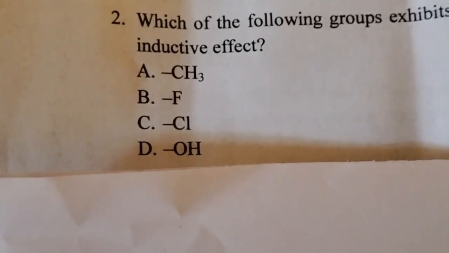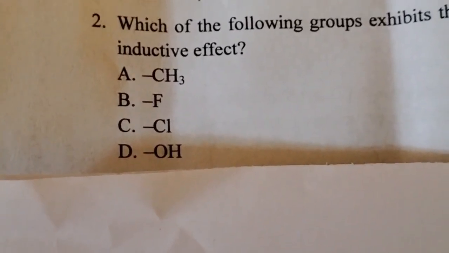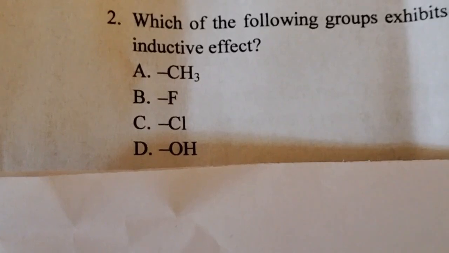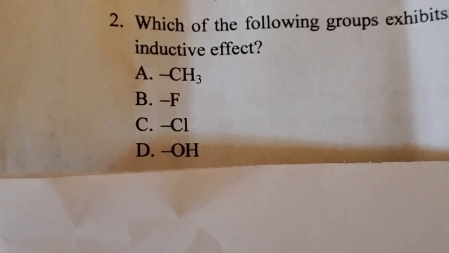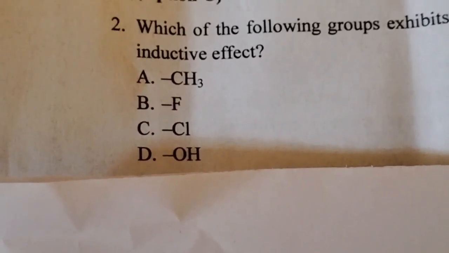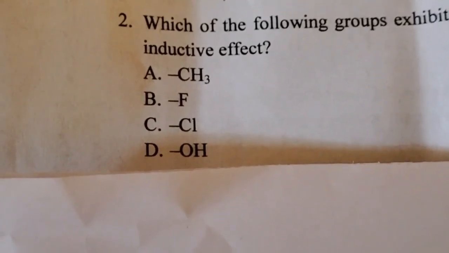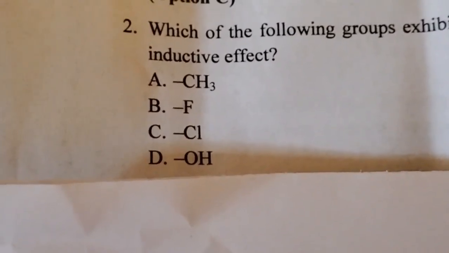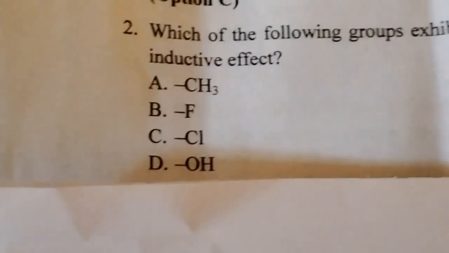But we're looking for the one that will exhibit the strongest effect. We look at fluorine, chlorine, and hydroxyl. See that fluorine is the most electronegative element or group among the three groups we're considering under options B, C, and D. So the correct answer to question 2 is option B, which is F, fluorine. So you see it's B.